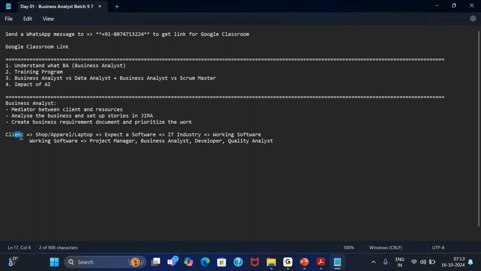Okay, so a business analyst mediates between the client, and instead of calling them resources, we usually refer to the development team. Okay. In the world of agile, we call developers and QAs, quality analysts, both as part of the development team only. So a BA mediates between the client, who is also known as the stakeholder, and the development team. Okay, so what is this business analyst trying to do by mediating between them?